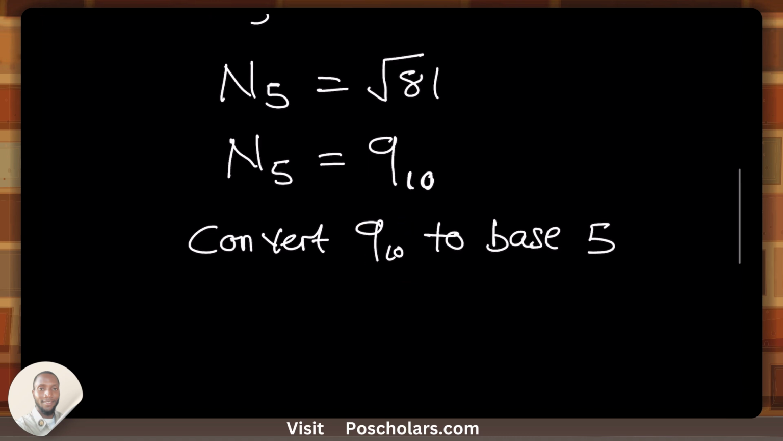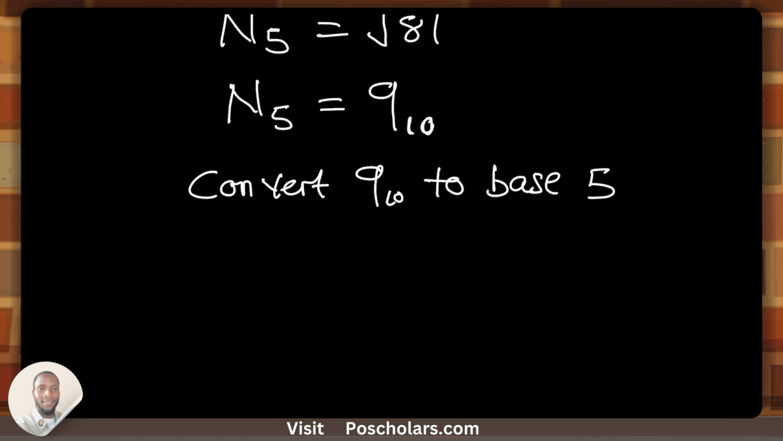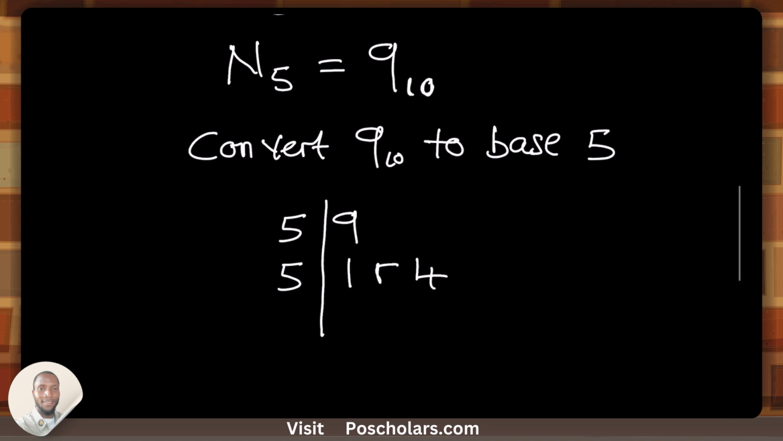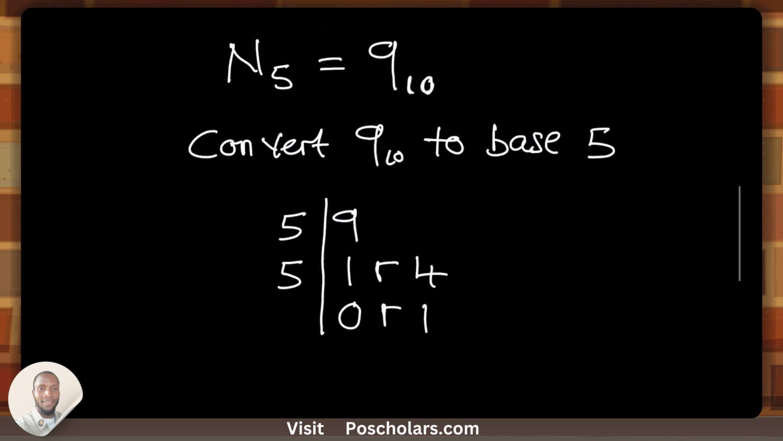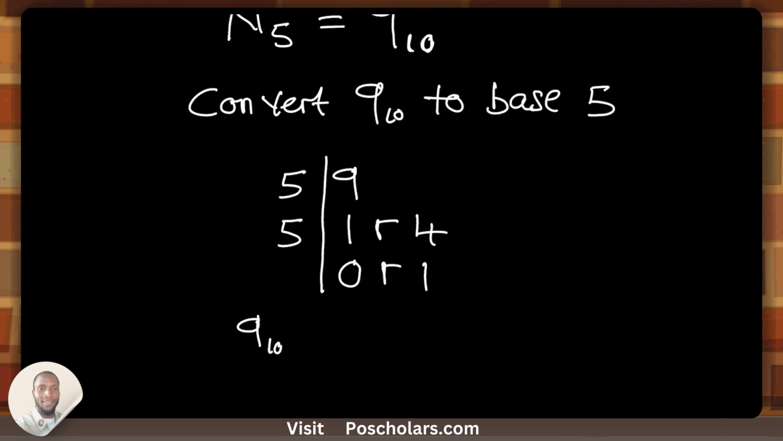To do that, we simply divide consecutively by 5 until we reach 0. So let's do that. We want to convert 9 base 10 to base 5. How many 5s can you find in 9? That's 1, remainder 4. How many 5s can you find in 1? That's 0, remainder 1. So 9 base 10 is equal to, reading from the bottom, 14 base 5. So we have converted 9 base 10 to 14 base 5.